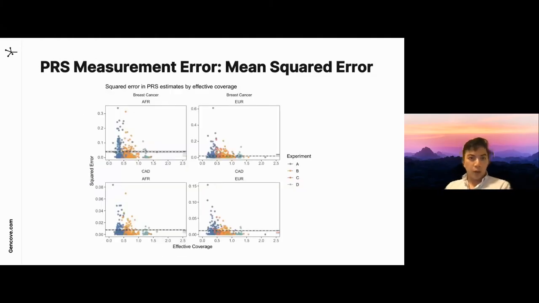And lastly, we looked at the polygenic risk score measurement error across these different assays for two different polygenic risk scores.